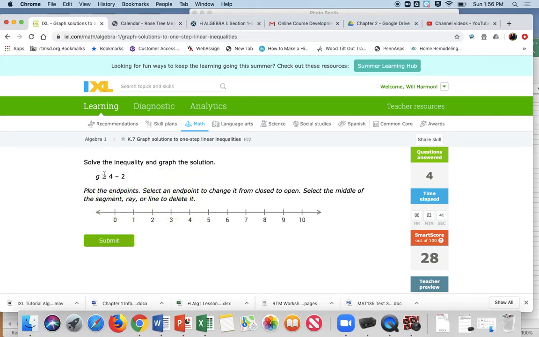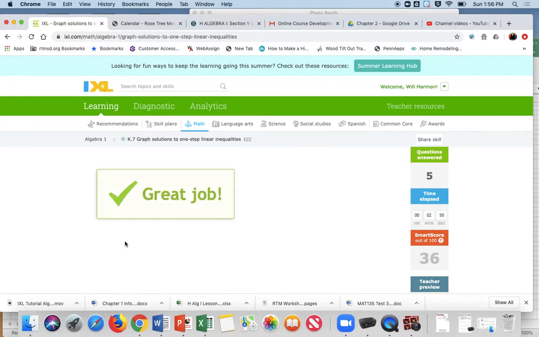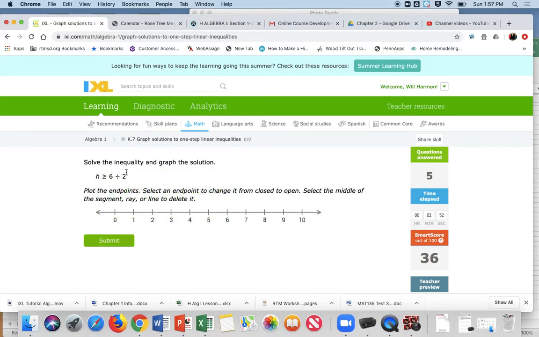Here, g is greater than or equal to 4 minus 2. Well, 4 minus 2 is 2, so it's a closed circle, and I'm going to be shading to the right. Okay, 6 divided by 2 is 3. It's going to be a closed circle. I'm eating the h, so I move to the right.